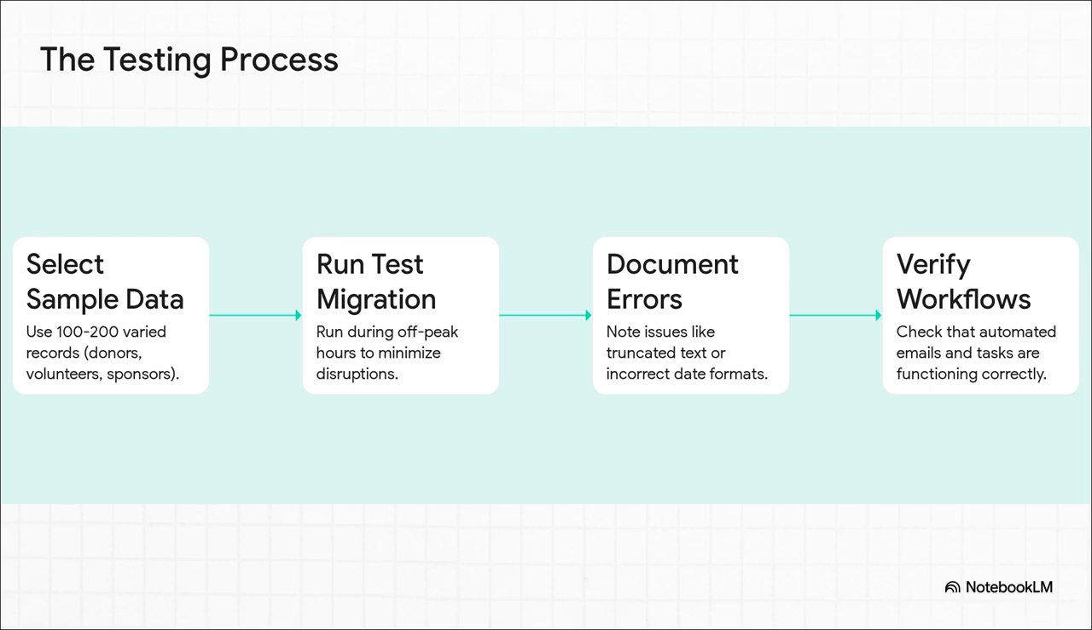Never, ever just flip the switch and hope for the best. You have to test first. Grab a small but really representative sample of your data, 100 or 200 records, with a mix of different people. Then run a test migration with just that sample. This is your chance to find all the little gremlins in the system, like weird formatting issues or broken automated emails, before they can wreak havoc on your entire database.